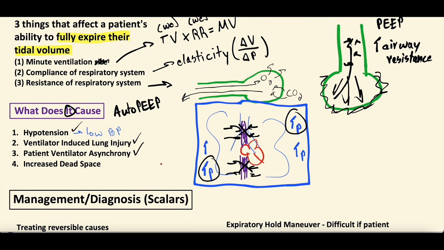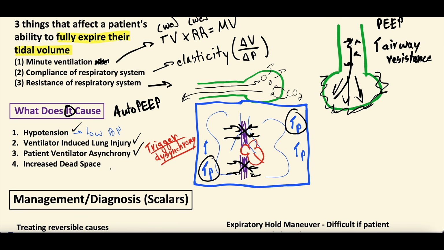It can also cause a concept called trigger asynchrony or desynchrony, and I'll go over that when we go to those scalars up top at the end of the lecture, but it can cause the patient to have trouble triggering a breath.